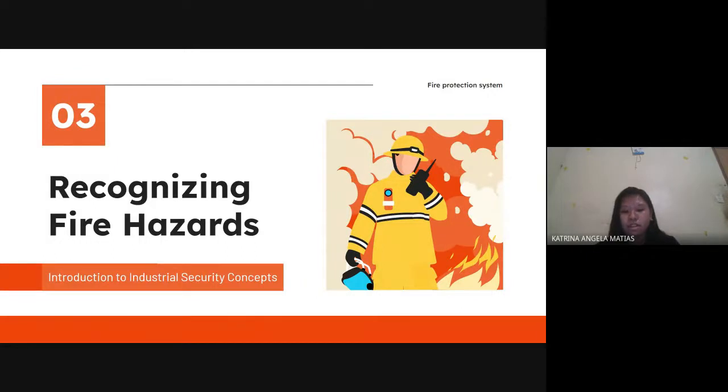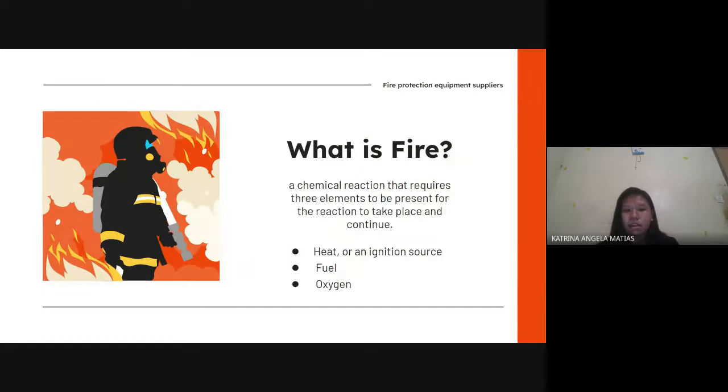But before that, let's define what is fire. Fire is a chemical reaction that requires 3 elements to be present for the reaction to take place and continue. These three elements are heat or the ignition source, fuel, and oxygen. These 3 elements typically are referred to as the fire triangle. Fire is the result of the reaction between the fuel and oxygen in the air.